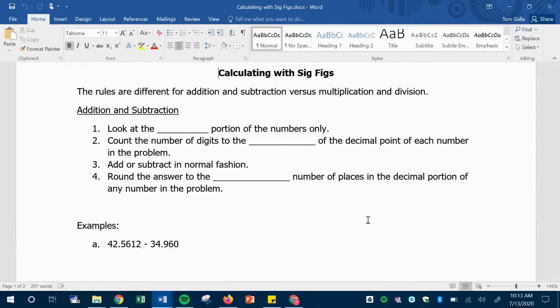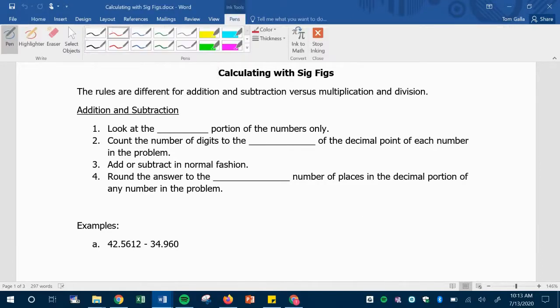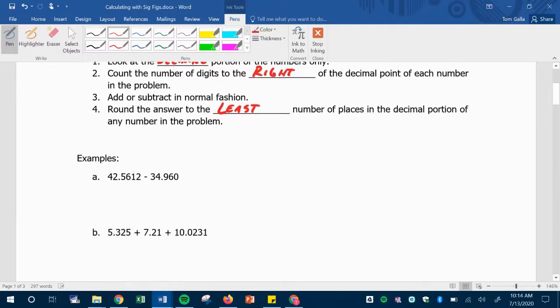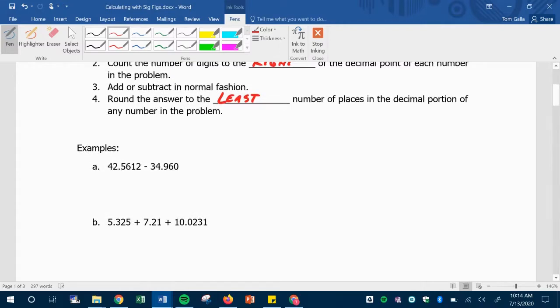This rule says that we need to look at the decimal portion of the number, and then we count the number of digits to the right of the decimal. We do that for each of our numbers in the problem. Then we add or subtract like normal, but we round our final answer to the least number of decimal places.